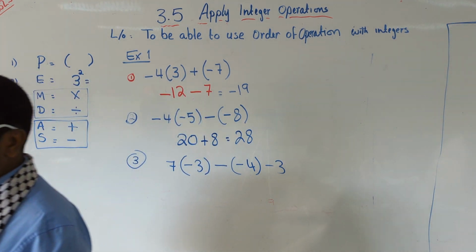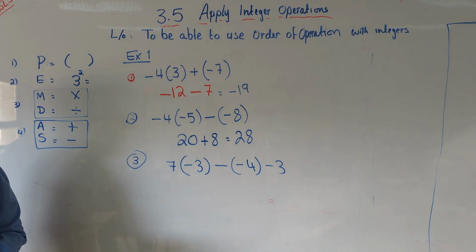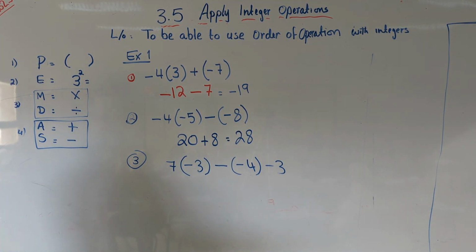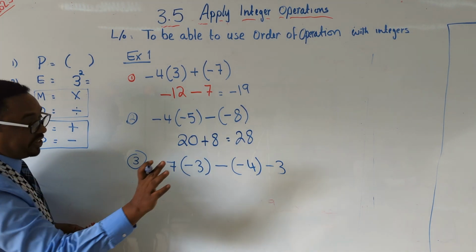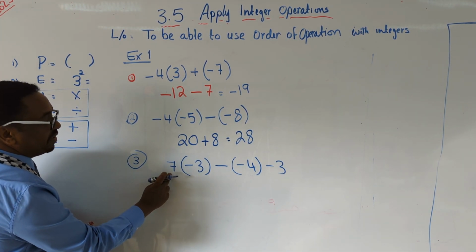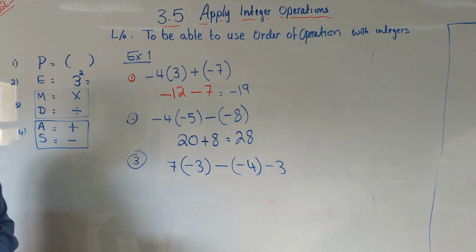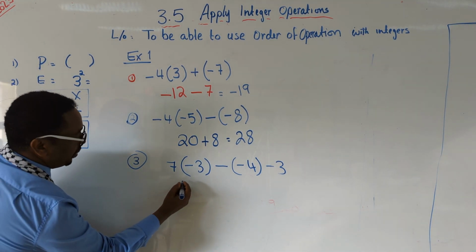Right, shall we do it together? What's the answer? Is it negative 10? Anyone else? Negative 10 as well. Okay, let's work it out together. The first thing we have to do is, what is negative 7 times 3? 21. So we have 21 here.